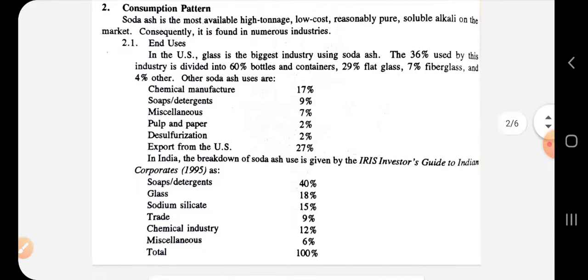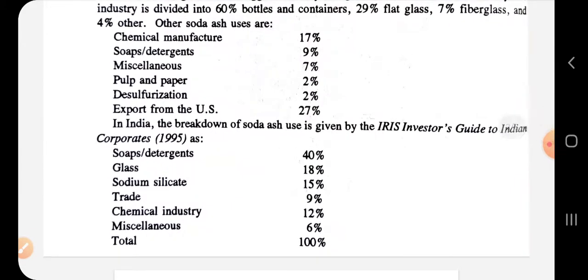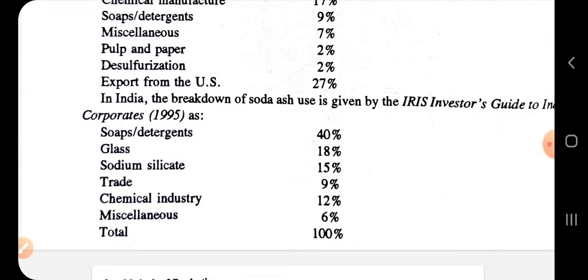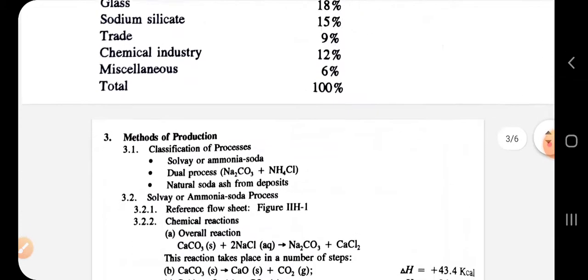And below that we have consumption pattern or breakdown of consumption in India as of 1995. Maximum we use as washing soda, that is, we keep it in hydrous form only, we do not dry it. And then 40% of that we use in soaps and detergents for washing. Next, 18% in production of glass, sodium silicate 15%, chemical industry 12%, miscellaneous 6%. So this is the consumption of soda ash in our country.